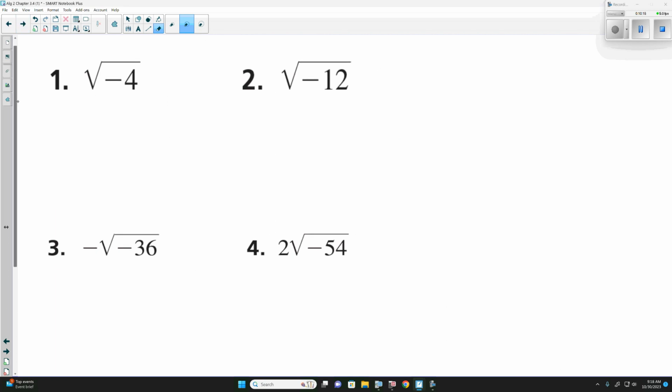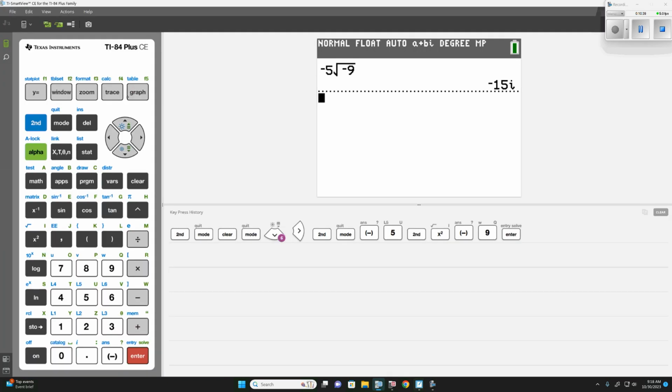We have 4 more here. So the next one, square root of negative 4. The negative from negative 4 would come out as i, leaving us with the square root of 4. And the square root of 4 is 2. So the square root of negative 4 is 2i. And the graphing calculator can do that there. Second, square root of negative 4 is 2i.